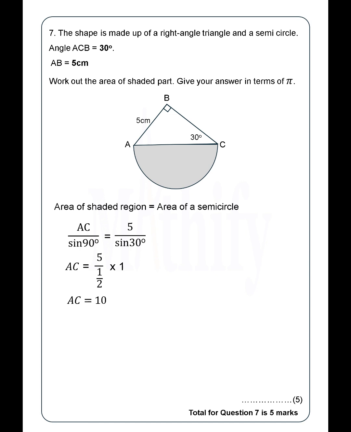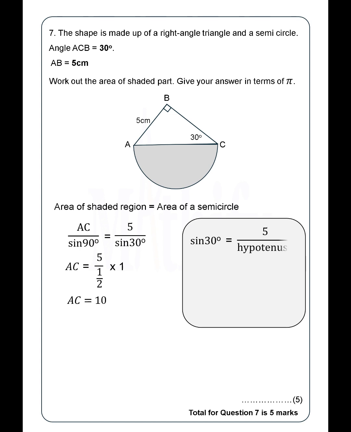That's method number 1. Method number 2, trigonometry, SOHCAHTOA. We know AB is equal to 5. We don't know AC. So sine 30 is equal to 5 divided by the hypotenuse, because we use the SOH rule. So sine equals opposite divided by hypotenuse. Now, based on the triangle, the hypotenuse is AC. Now, opposite sine 30 is 5.